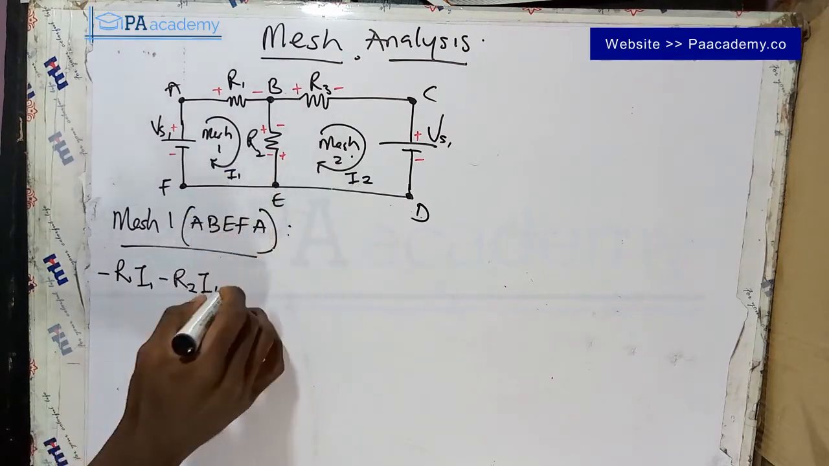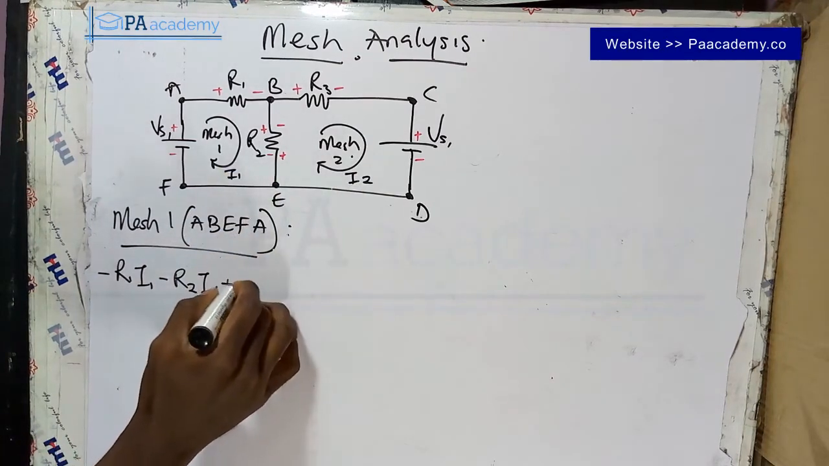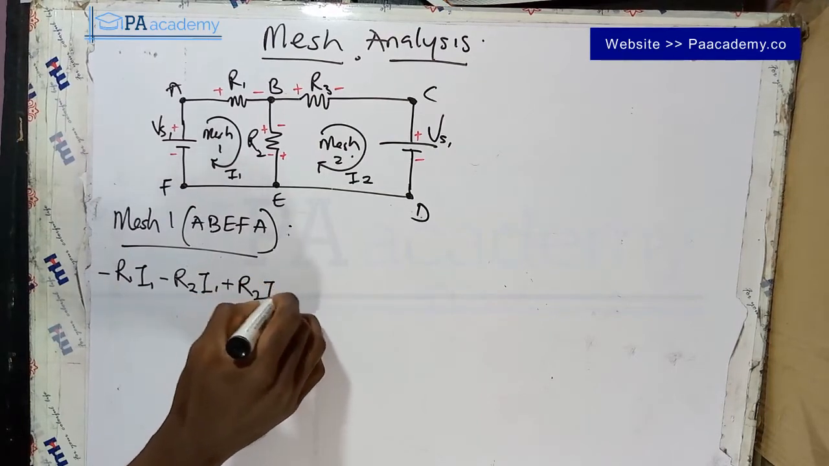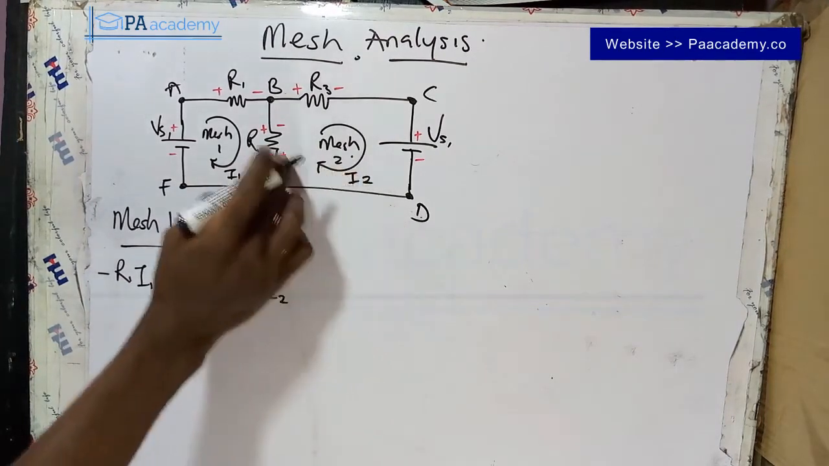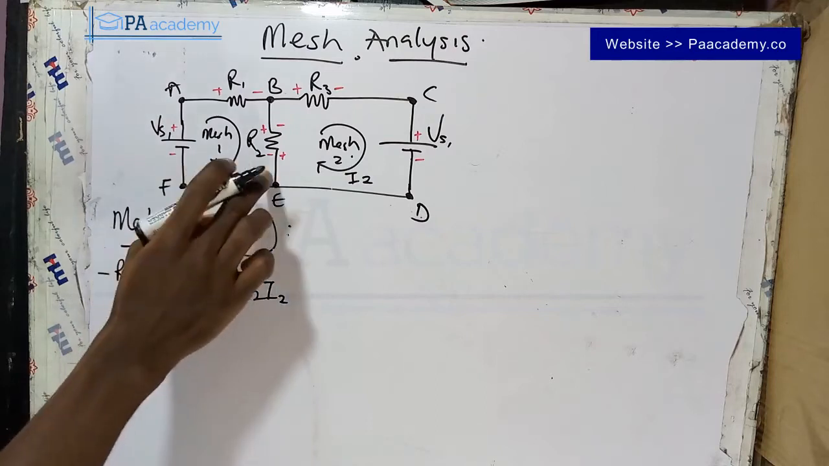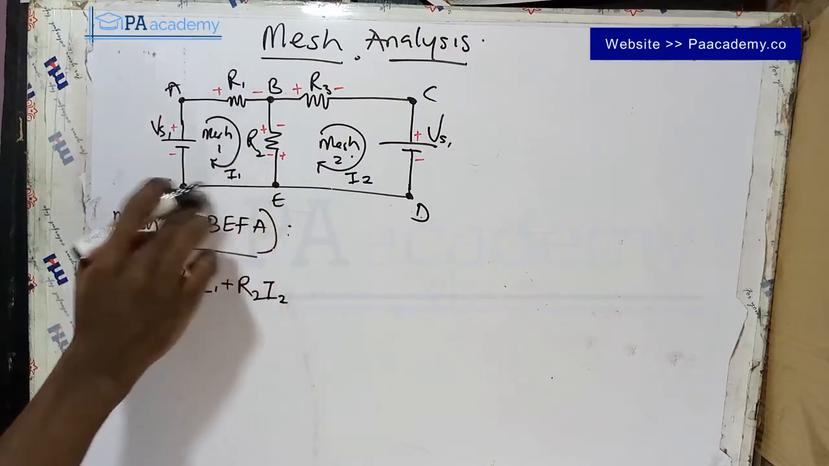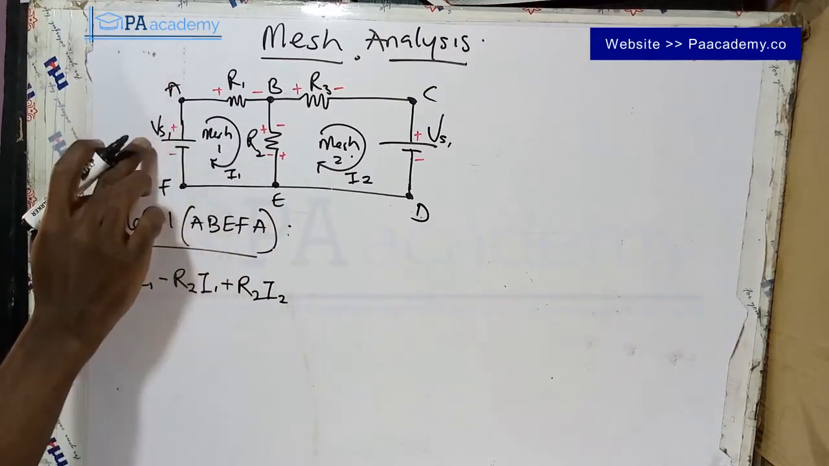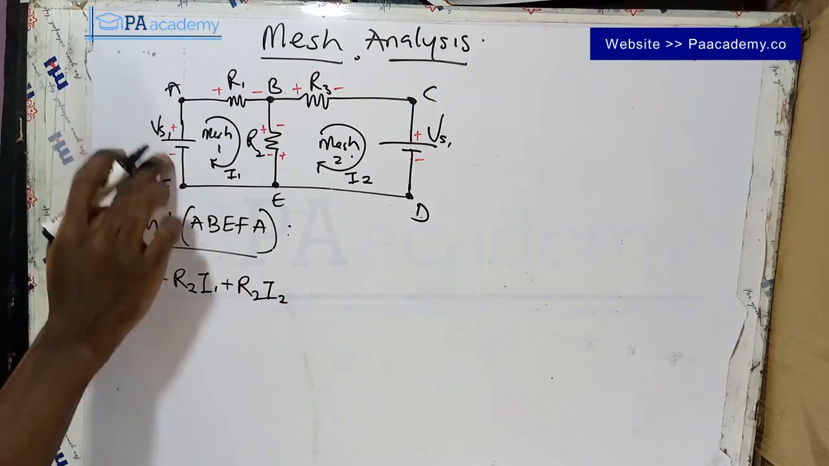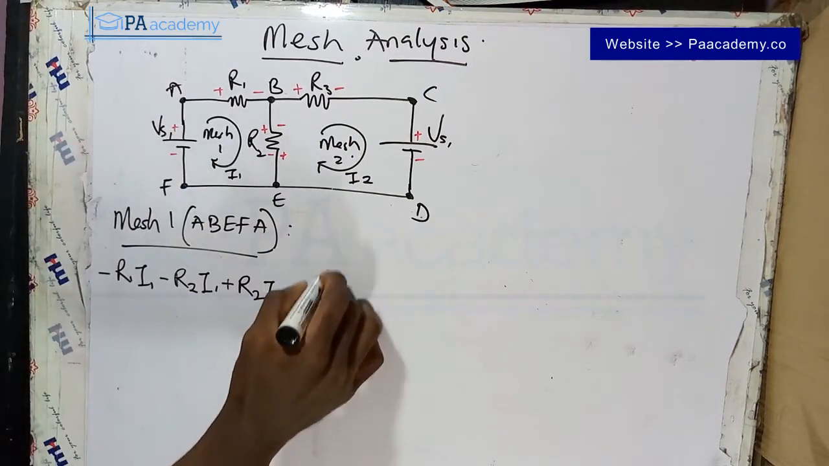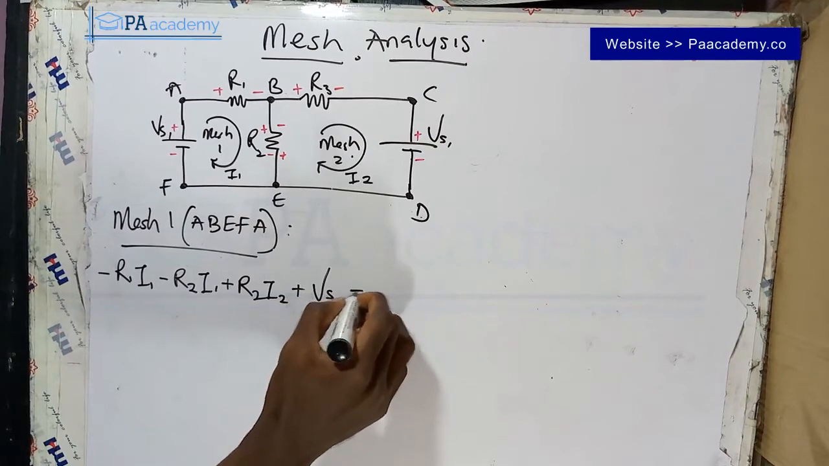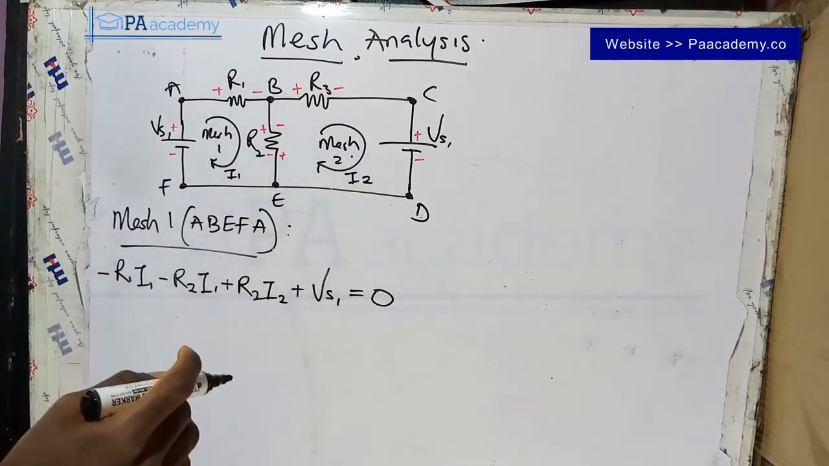So that will now be plus R2 I2. That's this current. So then from here we continue like this, come to F, there's nothing here. From F to A we have a voltage source, from minus to plus, that is going to be plus Vs1, and then equals to 0.